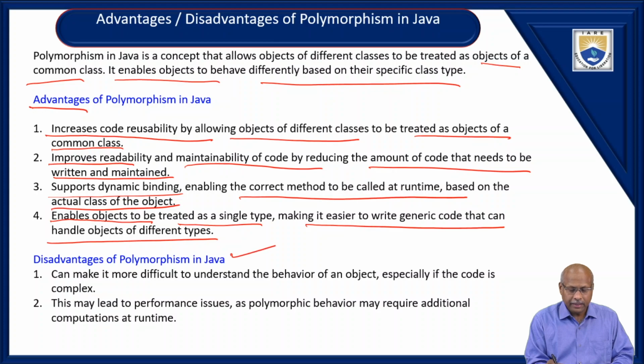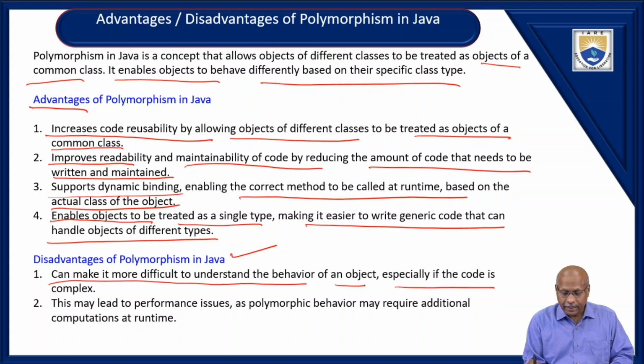Then what is the disadvantage? Of course, for everything there are advantages as well as disadvantages. It can make it more difficult to understand the behavior of objects, especially if the code is more complex. Of course, if the code is more complex, then it is a little bit difficult for the new programmers, not for the experienced ones.